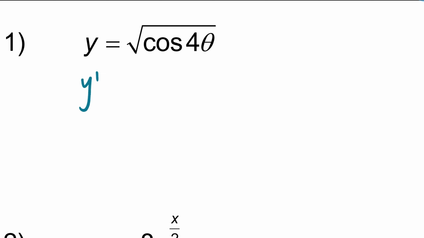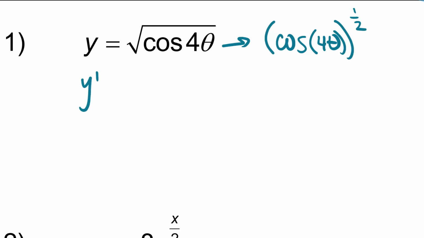So, y prime. First, let me rewrite this just so I can see it a little clearer. So I have cosine of 4 theta, and this is all to the 1/2 power because it's square root. One thing to notice, if I have cos by itself, this is wrong. Don't write this. I'm not doing cosine times 4 theta. This is not product rule because cosine always has to be cosine of something. Here it's cosine of 4 theta. The reason we use chain rule is because we're taking cosine of a function. We have a function inside our cosine function. So we're going to use chain rule.